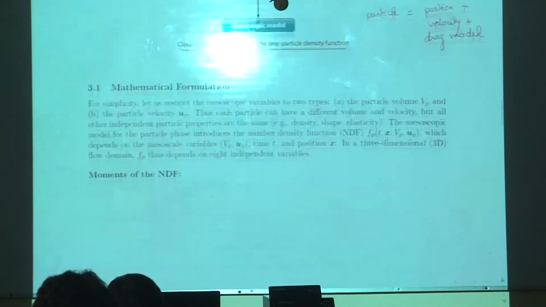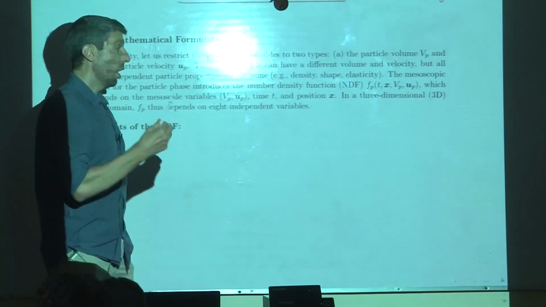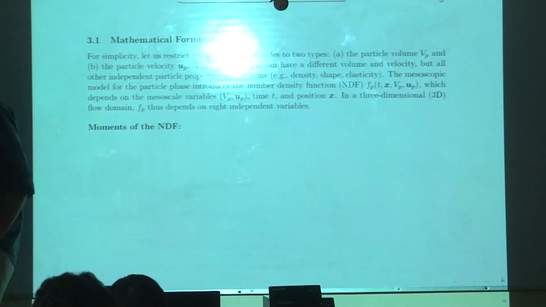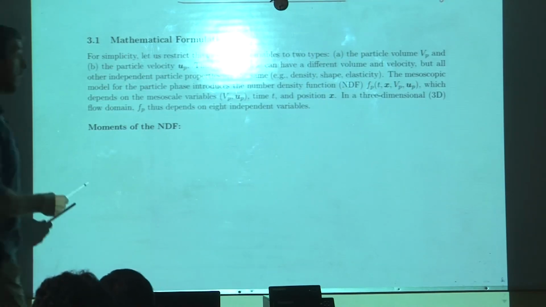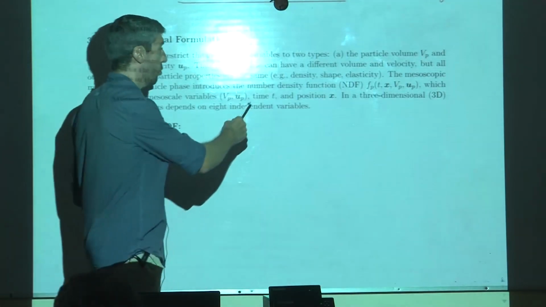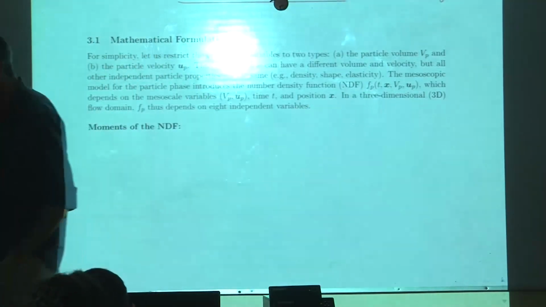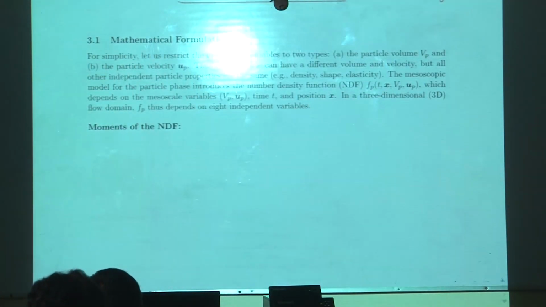Okay, so now let's go through the mathematical formulation a little bit. We're going to take essentially the same approach as before. We're going to look at that from the perspective of probability density functions. The probability density function that we're going to be looking at, we're going to give it a specific name. We're going to call that a number density function, NDF.